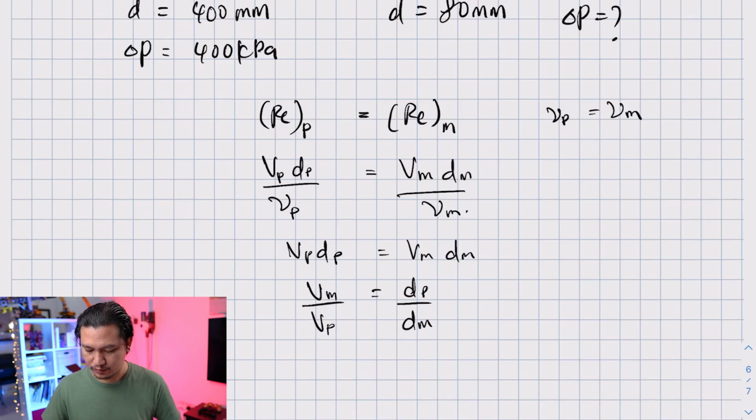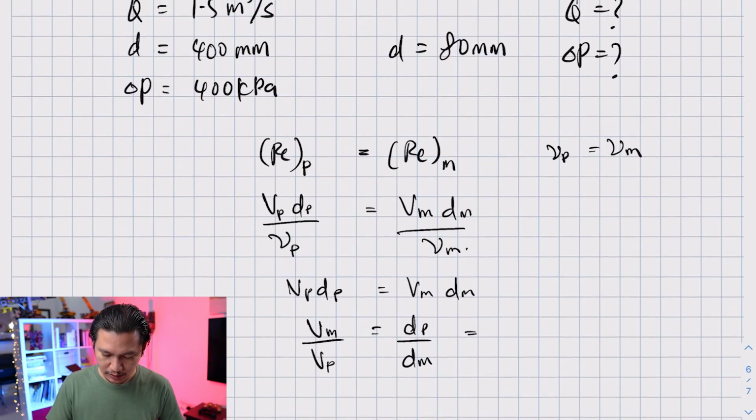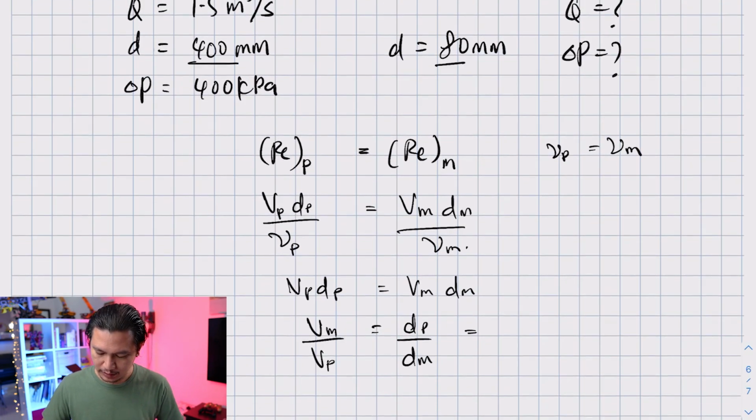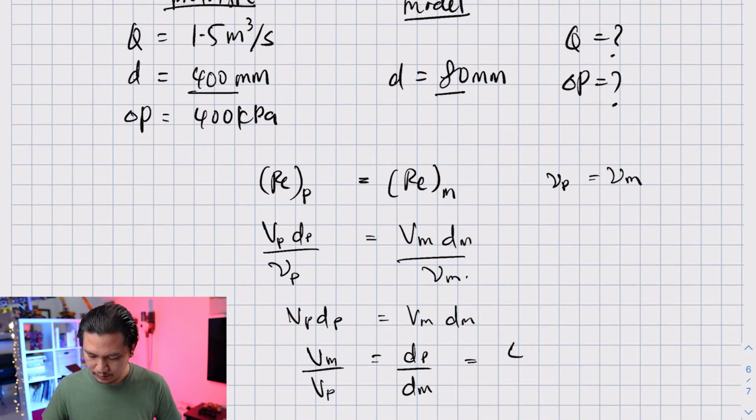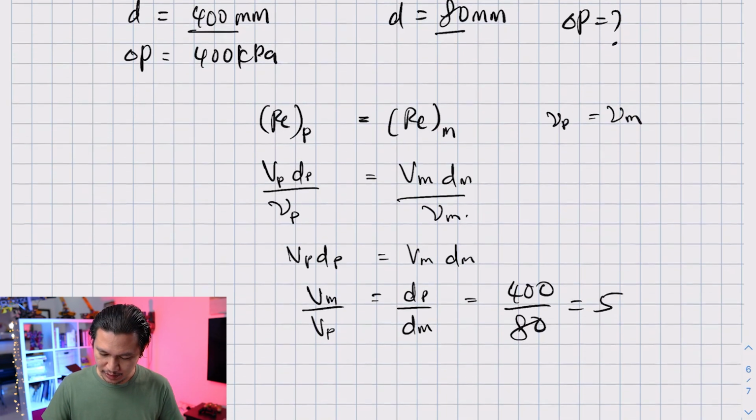And this, we know the ratio because we know the diameter of the prototype and we know the diameter of the model. And this is simply 400 divided by 80 and this is equal to 5. Now I think only with this information, we can already find the flow rate of the model. Let's see how we can do this.